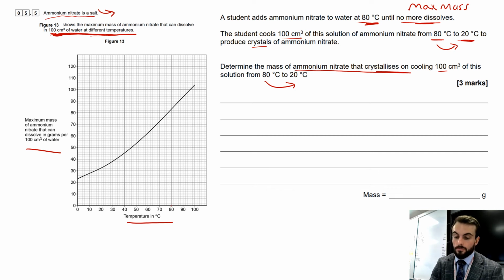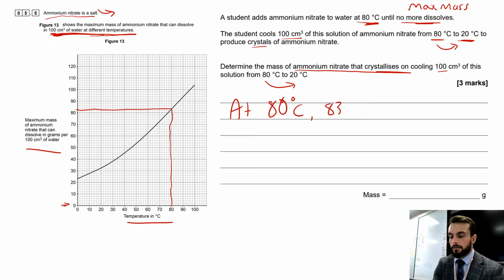So you go up to the line at 80 degrees, straightest line you've ever seen, and then you go across. So it's actually 1.5 squares above 80. The first thing we need to figure out is how much each little jump is worth. The way we do that, if we look at 0, the simplest way, there are 5 little jumps from 0 to 10. So each little jump is worth 2. So if we're at 80 and we do 1.5 little jumps, that's going to be 3, right? So we write down first: at 80 degrees Celsius, 83 grams dissolved.